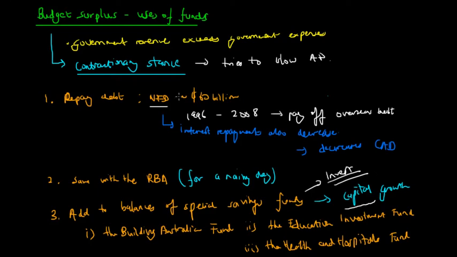So there are three uses the government has with a budget surplus. They could either repay the existing debt, so as to lower their net foreign debt as well as their current account deficit. They could save with the RBA for a rainy day to fund future budget deficits, or they could add to a pool of savings to fund capital, health, and educational growth.